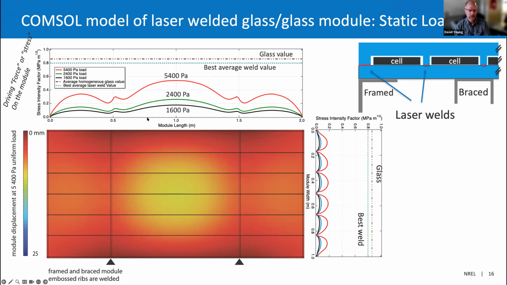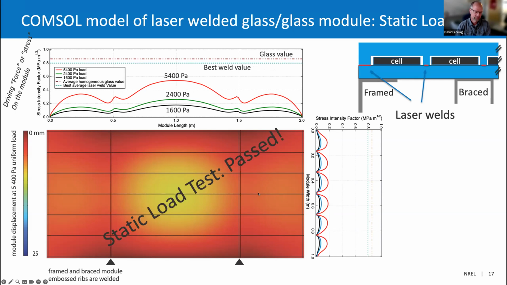So along the long length, we would have passed the static load test, and certainly along the short length, it was easily passed. You can see that there is quite a bit of stress, but not anywhere near where the critical point of where you would crack the glass would be. So anyway, essentially we passed the static load test. And that was our key takeaway for this work.